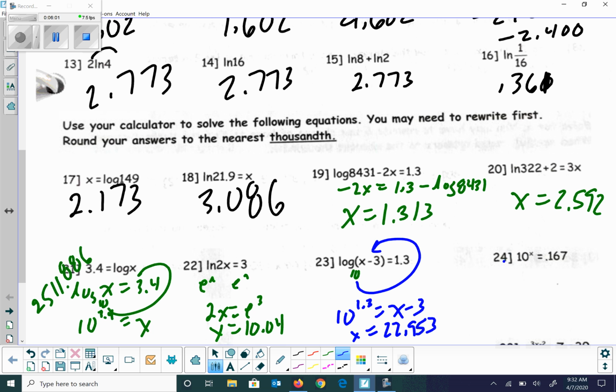For this one, I'm going to go ahead and do log of both sides. So that's going to give me x equals log 0.167 divided by log 1.6. So that's going to give me x equals 0.777.